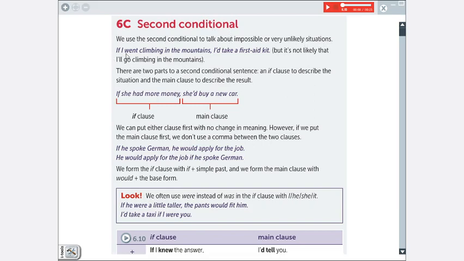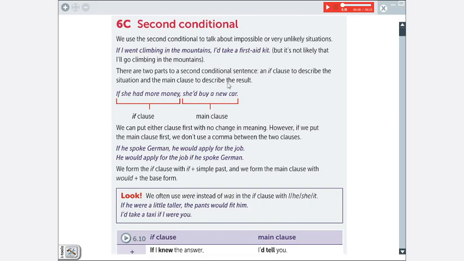The example: if I went climbing in the mountains, I'd take a first aid kit. So when you say I would take a first aid kit, what it means is that I don't have the first aid kit, so I won't go climbing in the mountains. So there is a situation that is different in the present that doesn't let me have the condition that I'm thinking here.